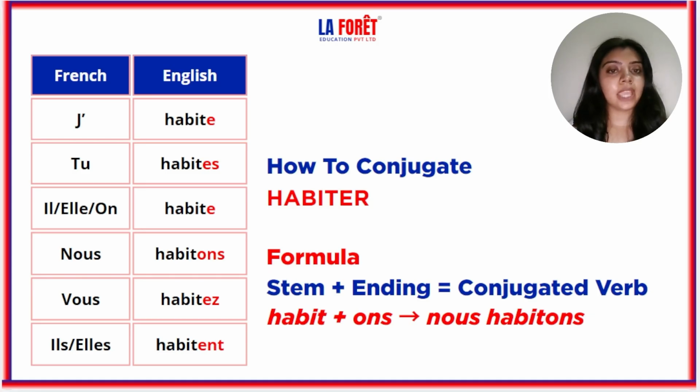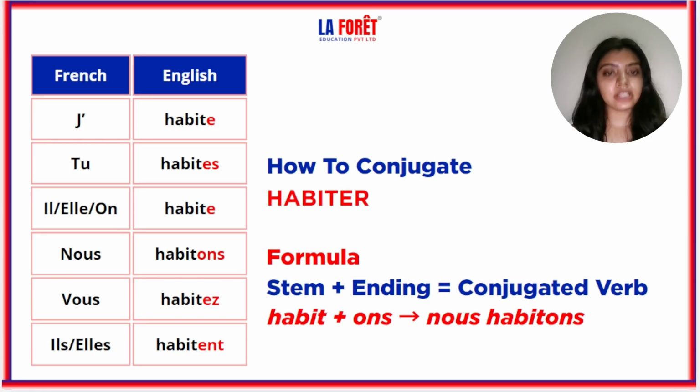Now here see h is a silent h like we did before also in definite articles. That silent h जब होता है तब भी हम apostrophe लगाते हैं. So इधर भी हम जब h होगा तब भी हम उसको vowel type लिखेंगे and हम j से apostrophe लगाएंगे. So it will be j'habite, tu habites, il, elle, on habite, nous habitons, vous habitez, ils, elles habitent.